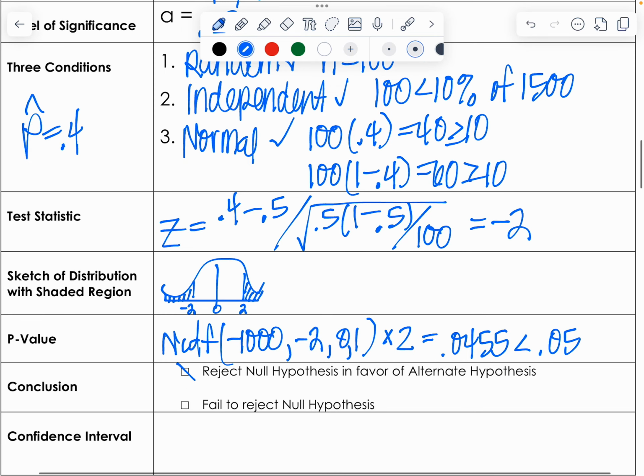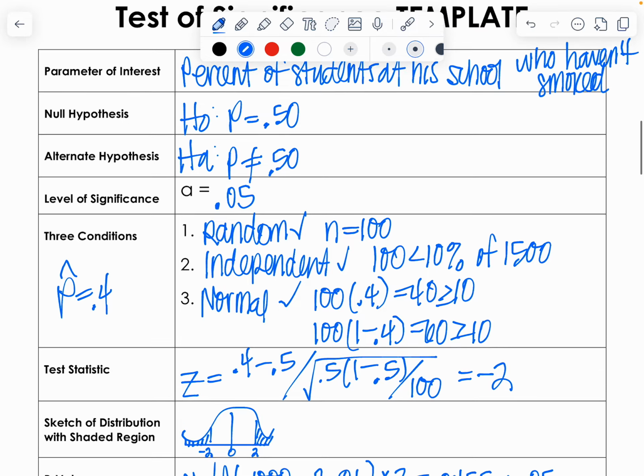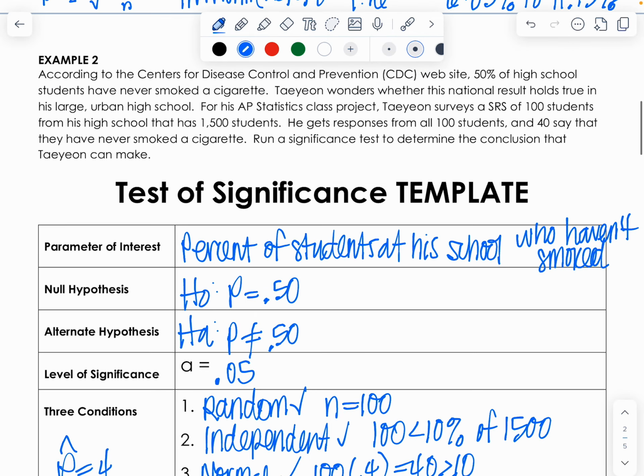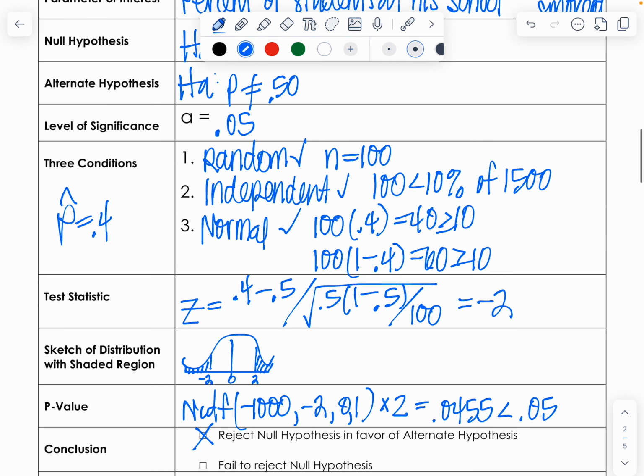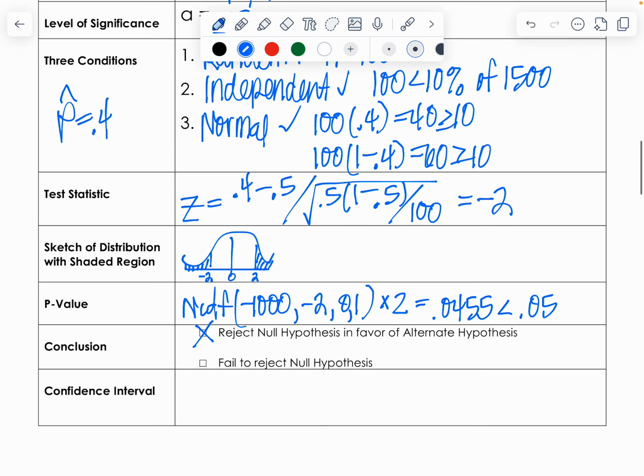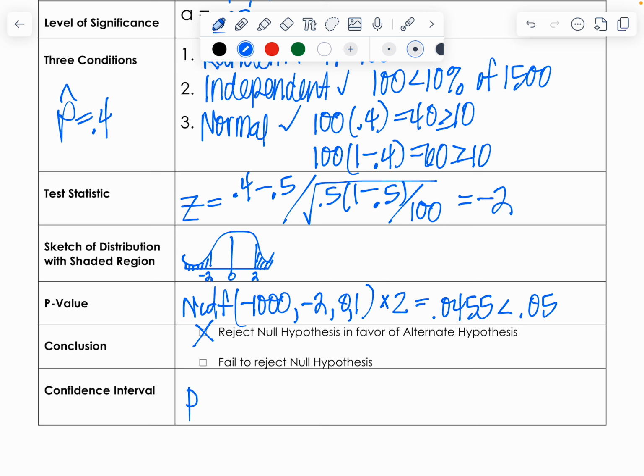Okay, now 0.0455 is less than our level of significance, 0.05. So here we are able to reject the null hypothesis, which means we are saying in Taeyeon's high school that the percent of students who haven't smoked, right, is not equal to 0.5. We are proving the alternate is true. So p does not equal 0.5. Now, our confidence interval is going to help us figure out what it actually does equal.